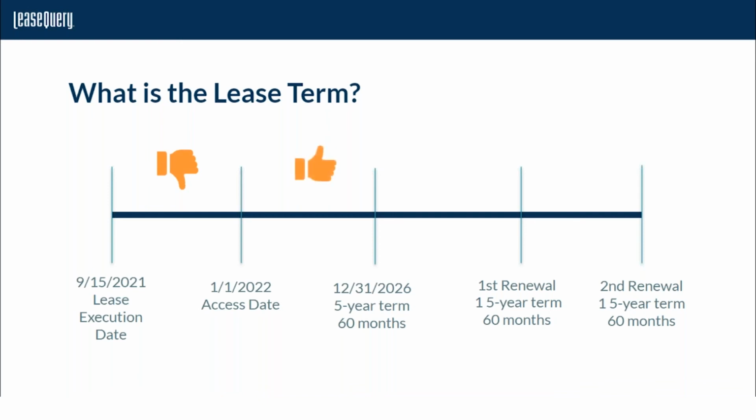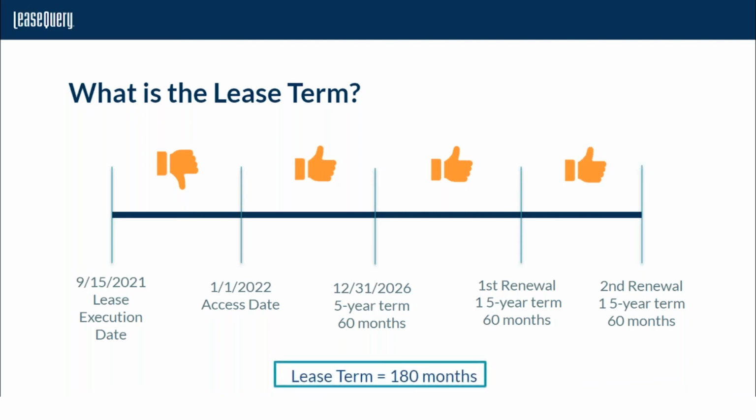And then in that previous background slide, we said Tenneco was reasonably certain to take the first renewal for 60 months, and then reasonably certain to also take the second renewal for 60 months. This puts the total lease term at 180 months. This is the time period we'll use in the calculation of the lease liability and for the lease classification analysis.